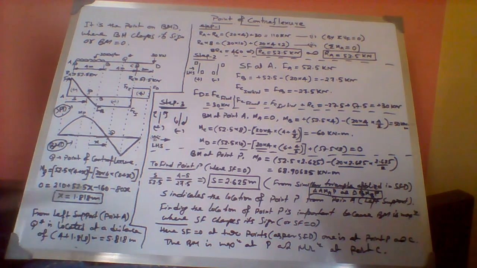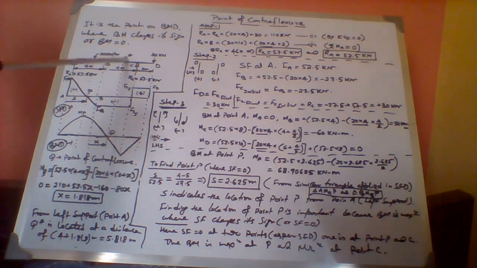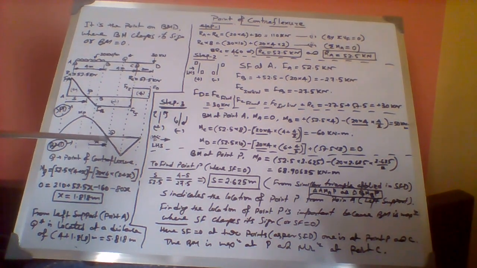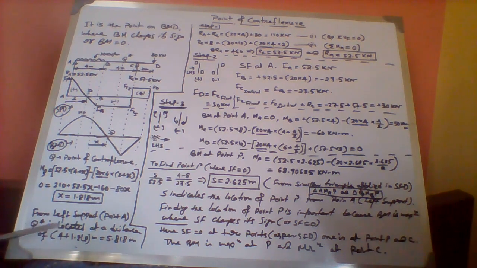If we want to calculate from left support, point A, then Q star, that means the point of inflection, is the same point located on the beam. So Q is termed the point of contraflexure, whereas this Q star can be termed the point of inflection. From left support point A, Q star is located at a distance of 4 plus 1.81 meters, so this x equals 5.81 meters.